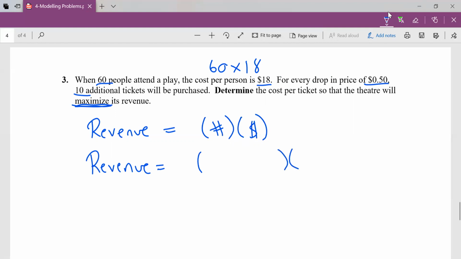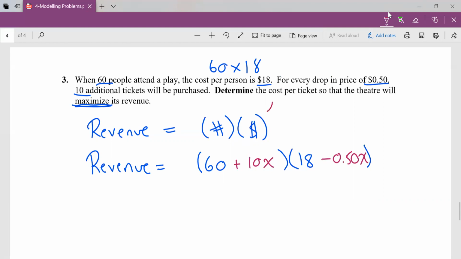Well, we don't know quite yet because they're trying to figure out how many times they should drop the price. So let's set this up. Right now, they're selling 60 tickets for $18. So that's their original revenue. But now what they're going to do is drop the price by 50 cents. And every time they do, 10 more people will come. Okay, but we don't know how many times they're going to drop the price. That's what we're trying to figure out. So let's say they dropped it 2 times or 3 times or 4 times or 7 times or x times.